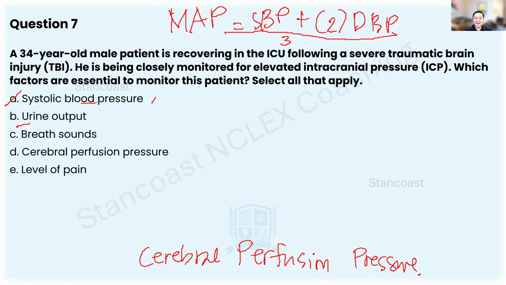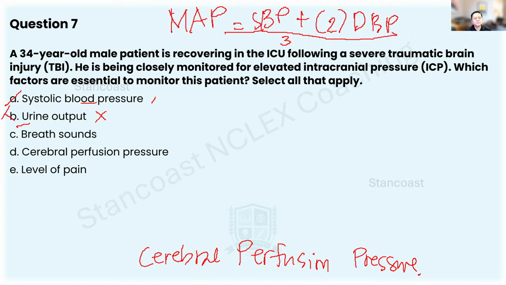Urine output. Will urine output be part of the monitoring, or is that part of the factors? We know that checking the patient's urinary output hourly is huge, right? It is an important parameter for assessing the overall fluid balance or the renal function, but it will not give us a clue or direct information about the ICP. So this is unrelated.